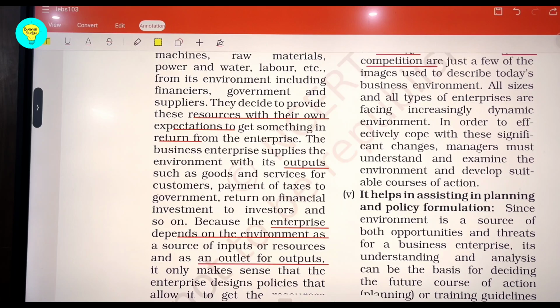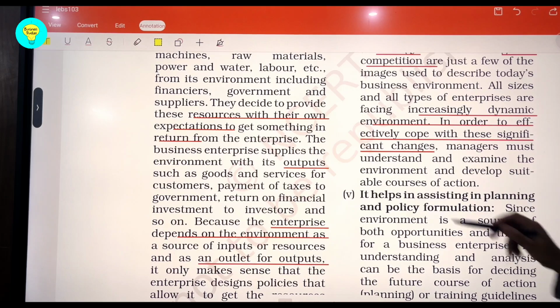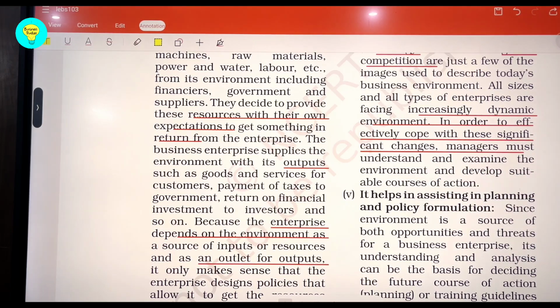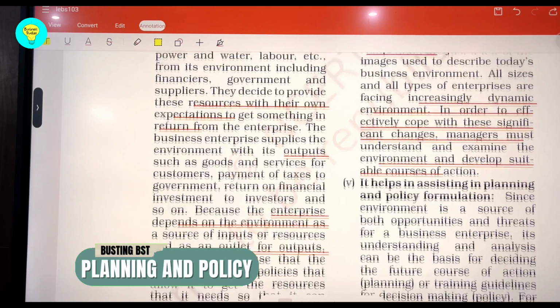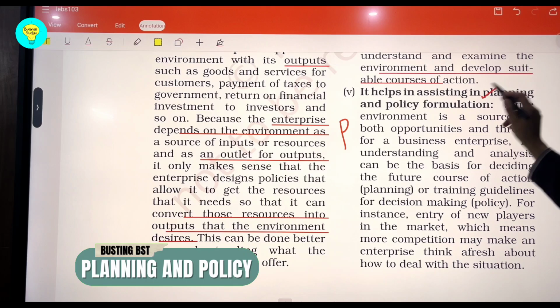So increasingly there has been dynamism in the environment, and in order to cope with these changes, the managers must understand and examine their environment in advance. So the next point is P, that relates with planning and policy formation.